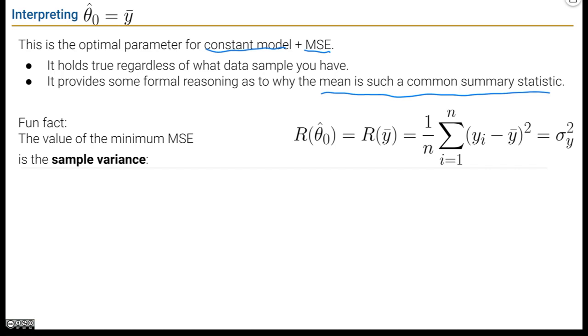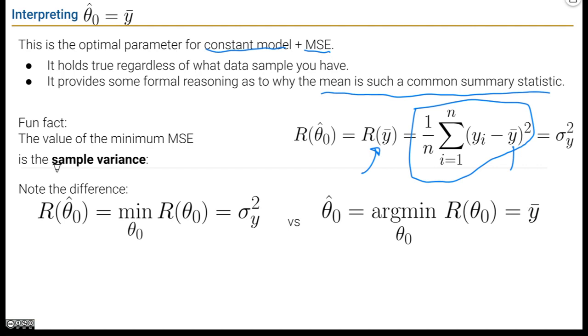Another interesting fact is to notice what is the mean squared error when I actually plug in the mean. What's the smallest I get this to be? And if you look here, this is directly the definition of the sample variance. So if I'm asking for the minimum of my mean squared error, min it can be over all possible inputs of theta naught ends up being equivalent to the sample variance.